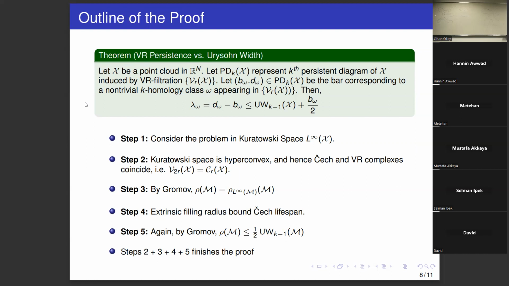with this coefficient 2. So, and you can use exactly similar ideas, because this time my Gromov's filling radius is this guy. Exactly my extrinsic filling radius in this space. And I can bound extrinsic filling radius and the Čech lifespan. You can use these arguments to prove this inequality. This is my Vietoris-Rips filtration persistence, and it comes from the Urysohn width here.